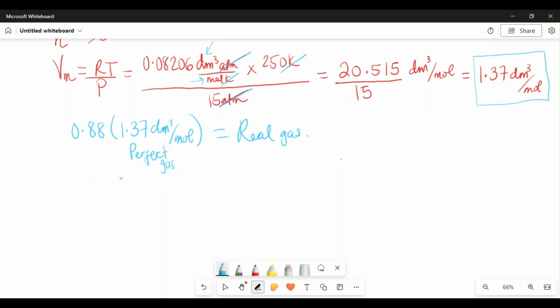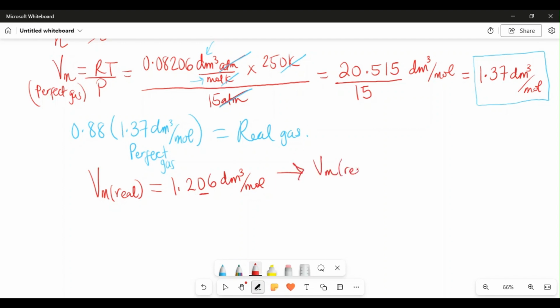When you input that in the calculator, you're going to see that the molar volume of a real gas right here, because this one is for a perfect gas or an ideal gas right here, is the same thing as 0.88 times 1.37, which when you solve it, you end up getting 1.206 dm cubed per mole. And when you do it in 3 sig figs, you end up with the molar volume of the real gas to be 1.21 dm cubed per mole. So that is it. We've solved the first part of the question.